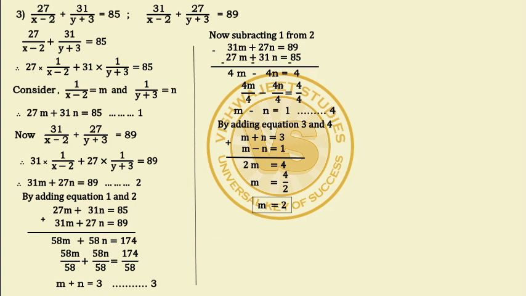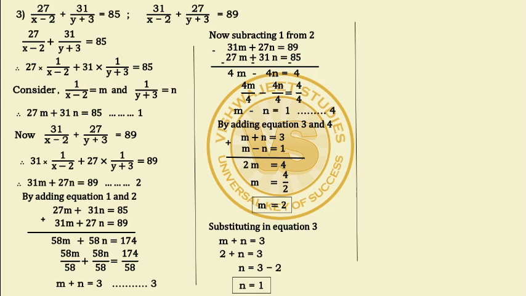To get the value of n, we will substitute the value of m in equation number 3. Equation number 3 is m plus n is equal to 3, which is a simple equation. Instead of m, by writing 2, we get 2 plus n is equal to 3. 2 is positive on the left hand side. When it goes to the right hand side, it will become negative. So, we get n is equal to 3 minus 2. After subtraction, we get the value of n as n is equal to 1. Here we get the values of m and n.